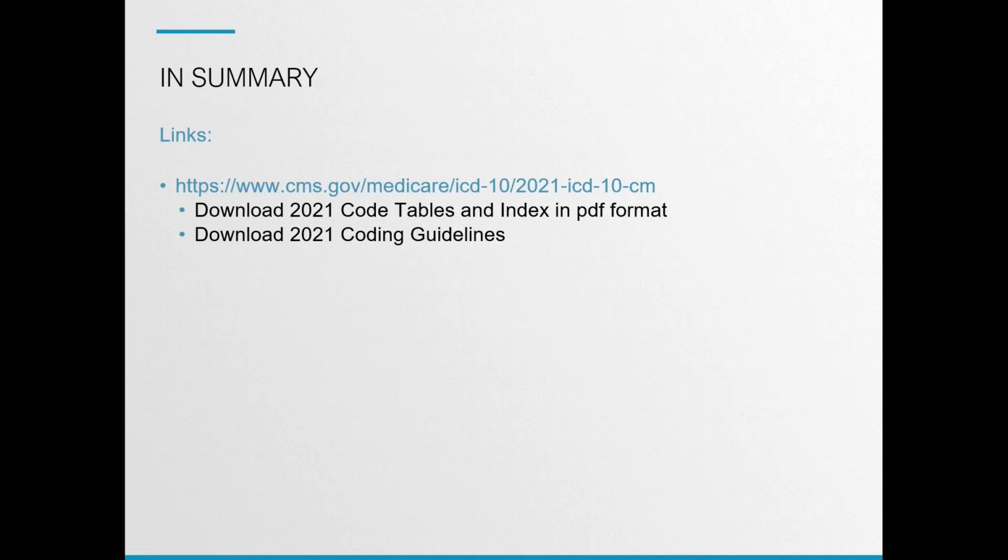Here you can go in summary. I'm going to give you links on our website as well where you can download the 2021 coding guidelines. Again, must read. This will tell you how to code any type of situation. And the 2021 code tables and index in PDF format. That's actually the entire ICD-10 manual. You can also get it off of CMS's website, which is listed here.